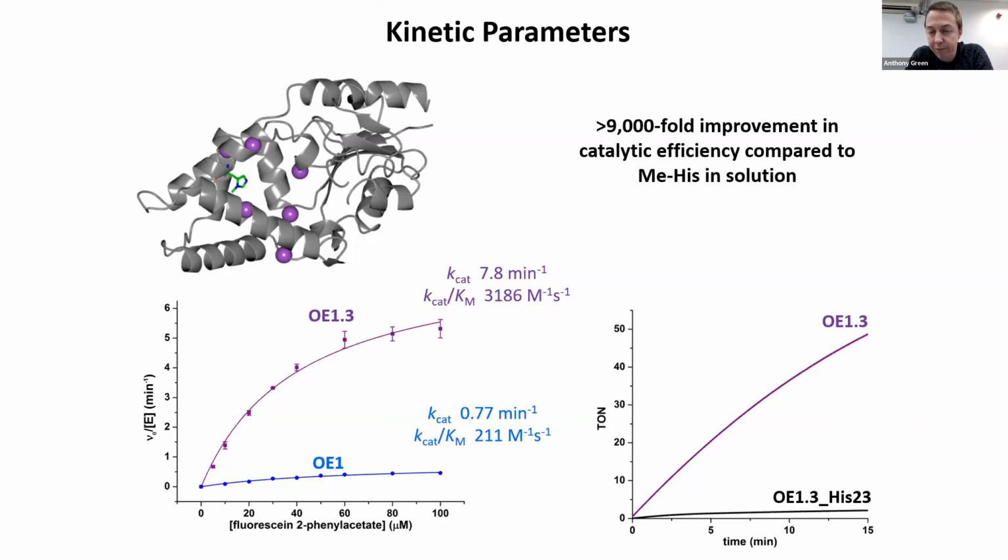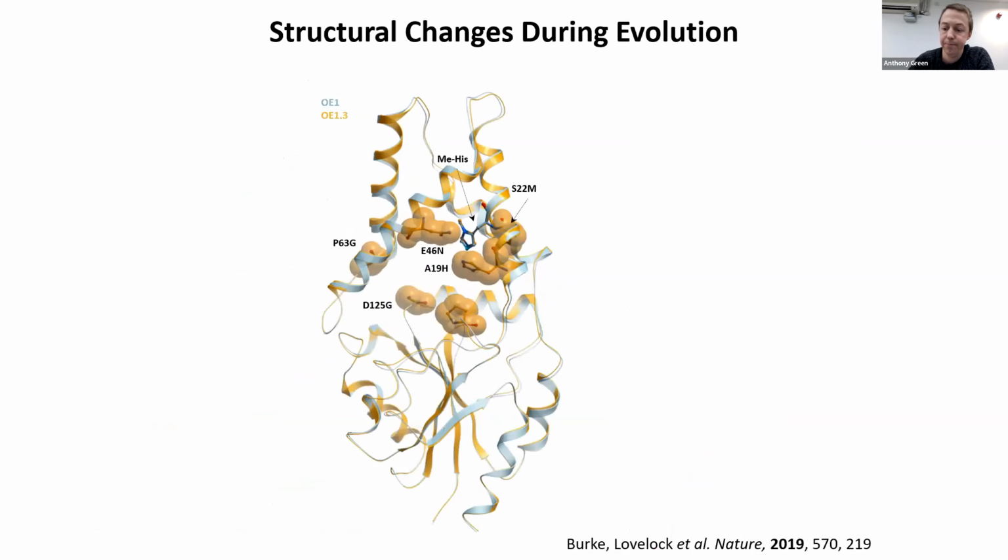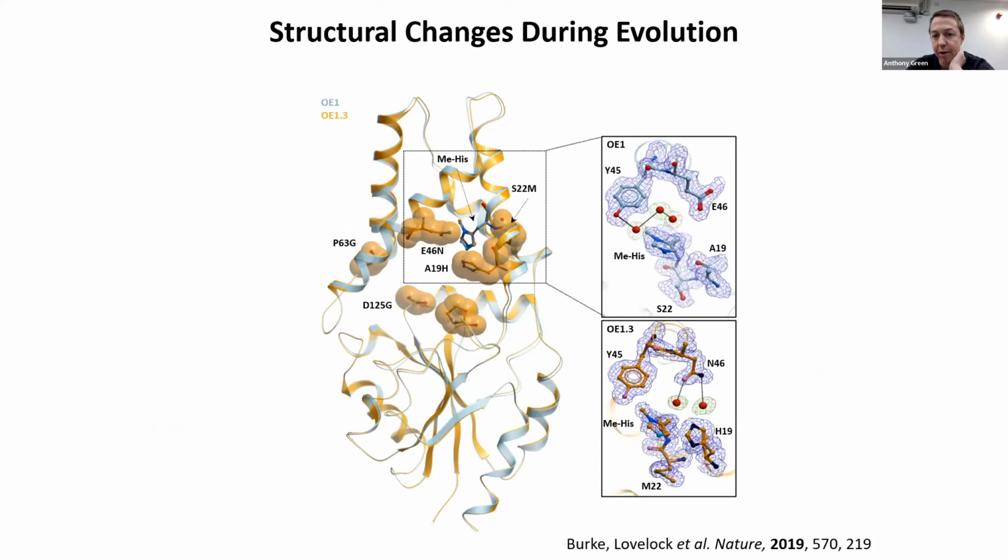And finally, something important to note is that the enzyme is about 9,000-fold more efficient than methyl histidine in free solution. I think that for us shows the benefit of being able to introduce these catalytic elements into protein cavities and then combine that with evolution, where you can get efficiency gains that you simply can't get in any other manner.